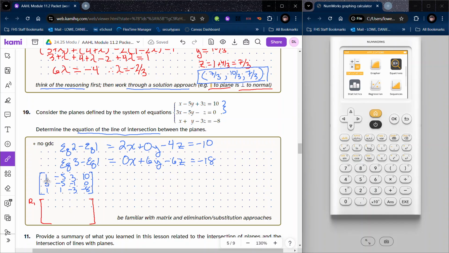In row 3, I'm going to go row 3 minus row 1. And in row 2, I will have row 2 minus 3 row 1. So row 1 was 1, negative 5, 3, and 10. Row 3 minus row 1, 1 minus 1, that's 0. 1 minus negative 5, that's 6. Negative 3 minus 3, that's negative 6. Negative 8 minus 10, that's negative 18.